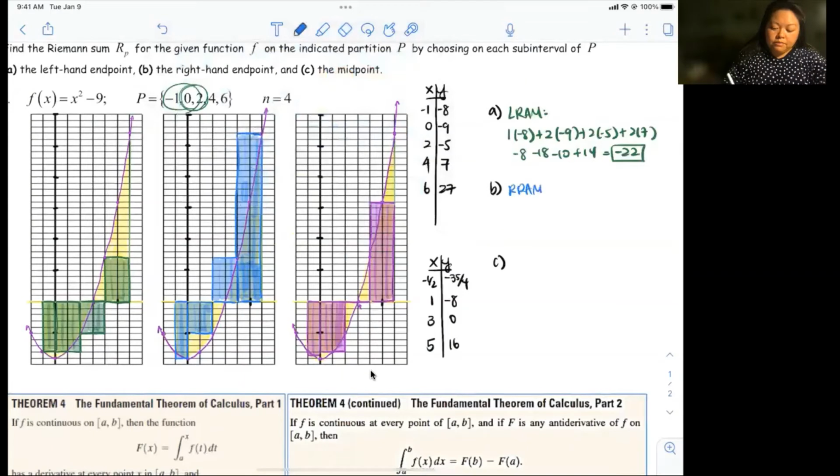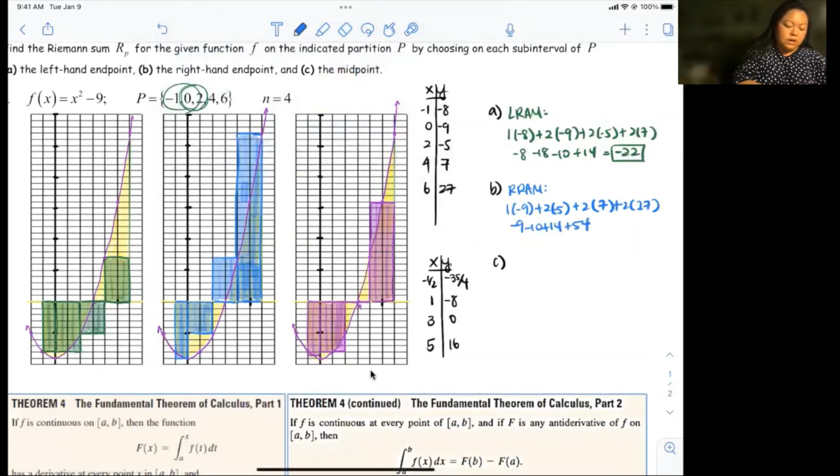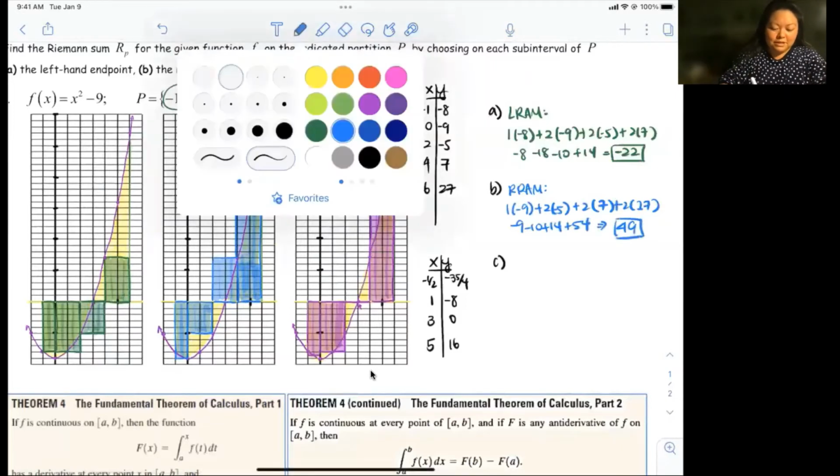Okay, RRAM, my first rectangle still has a width of 1, but now I use a height of -9. Width of 2, I use a height of -5. And then width 2 with a height of 7, and width 2 with a height of 27. So I get -9 minus 10 plus 14 plus 54. So I get 54 plus 14 minus 19. I get an approximation of 49. That's very much an overestimate, right?